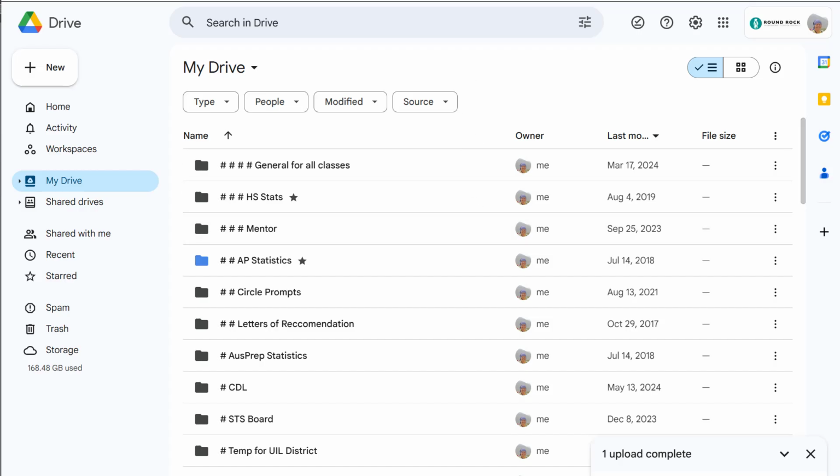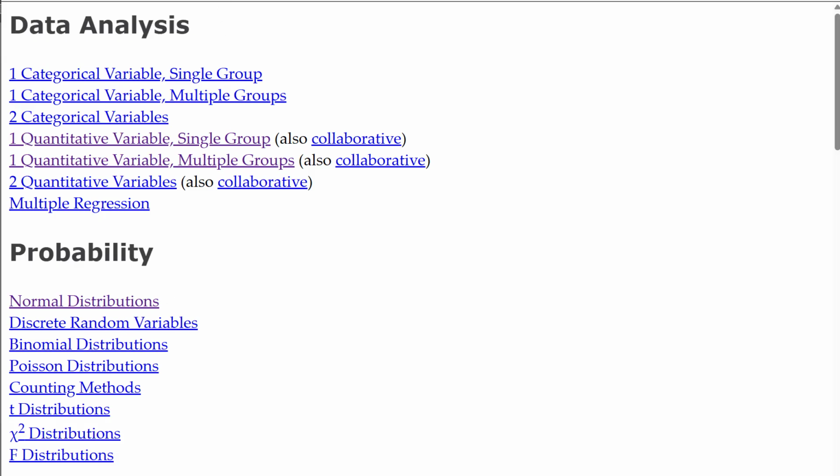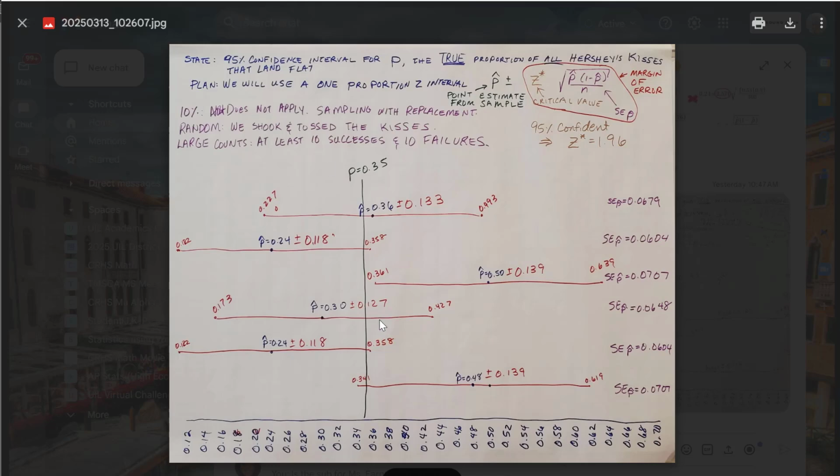So if you look at the picture here, I have the formula: p hat plus or minus your critical value times your standard deviation. So we have all the values now. We have p hat, we have the critical value, we have the standard error, so we can calculate the margin of error. So that's the first thing we did. But how do we find the critical value?